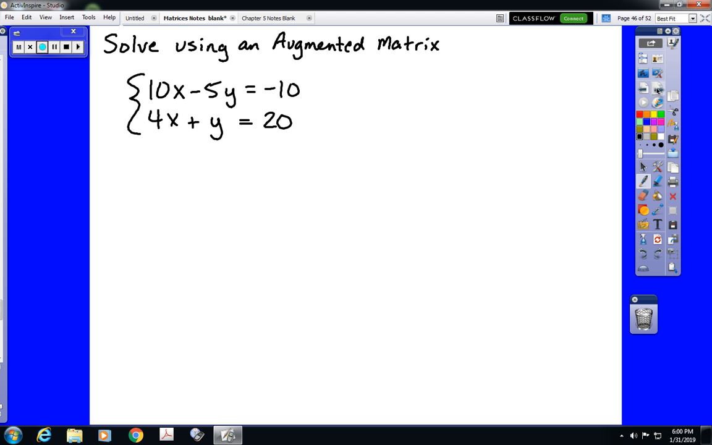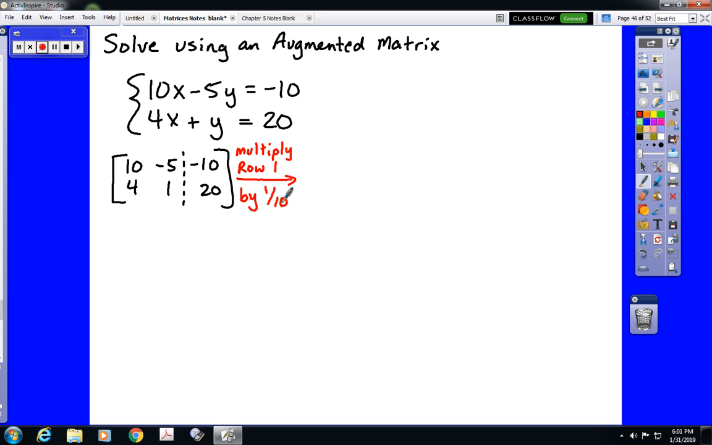Let's do another one. Okay, here is our next system. So again, we're going to start off with an augmented matrix, 10, -5, -10, 4, 1, 20. First step is to get a 1 where the 10 is currently located. So we're going to multiply row 1 by 1/10. It's just like dividing the first row by 10. So that'd be 1, -1/2, -1, and the second row would remain the same.